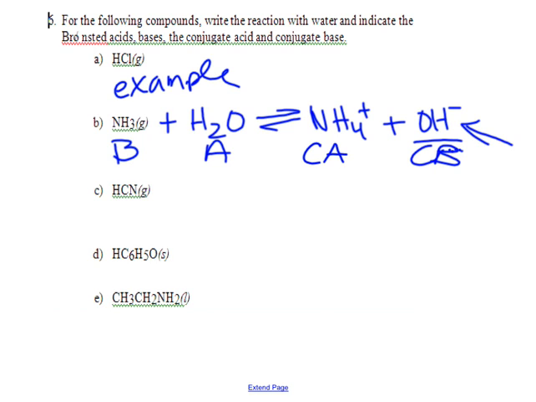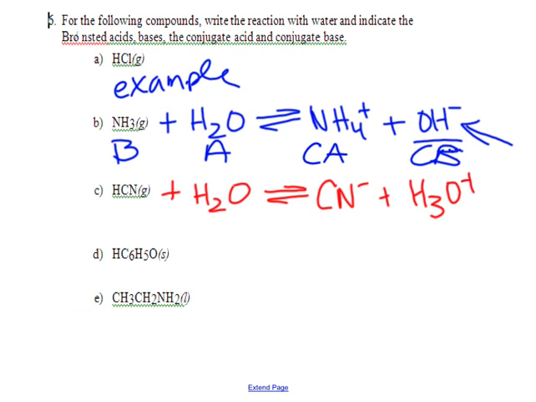All right? HCN plus water. HCN is a what? Weak acid, so double-headed arrow. What do we make? Acid is a proton donor, so we make CN minus and H3O plus. That makes this the acid, this the base, this the conjugate base, and this the conjugate acid. I'll skip D because of time.